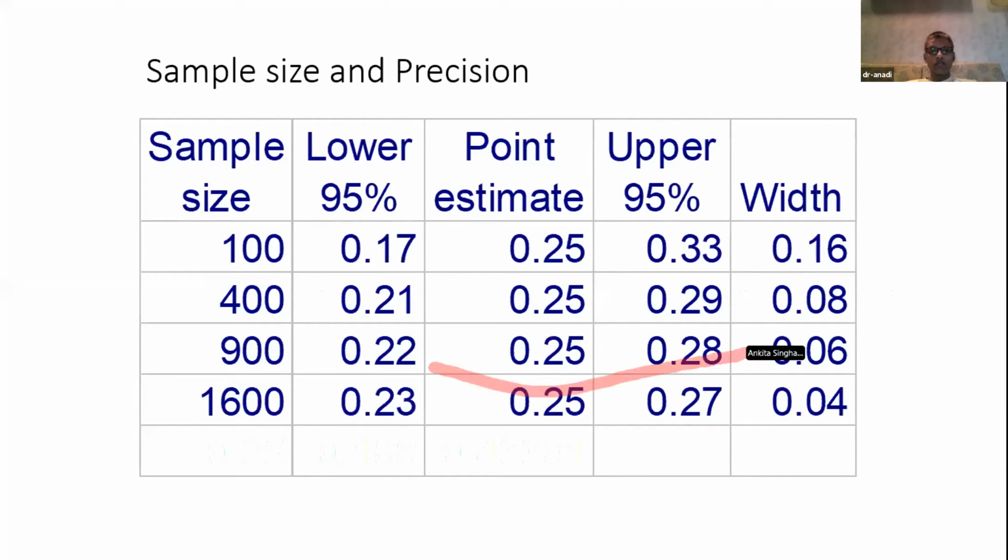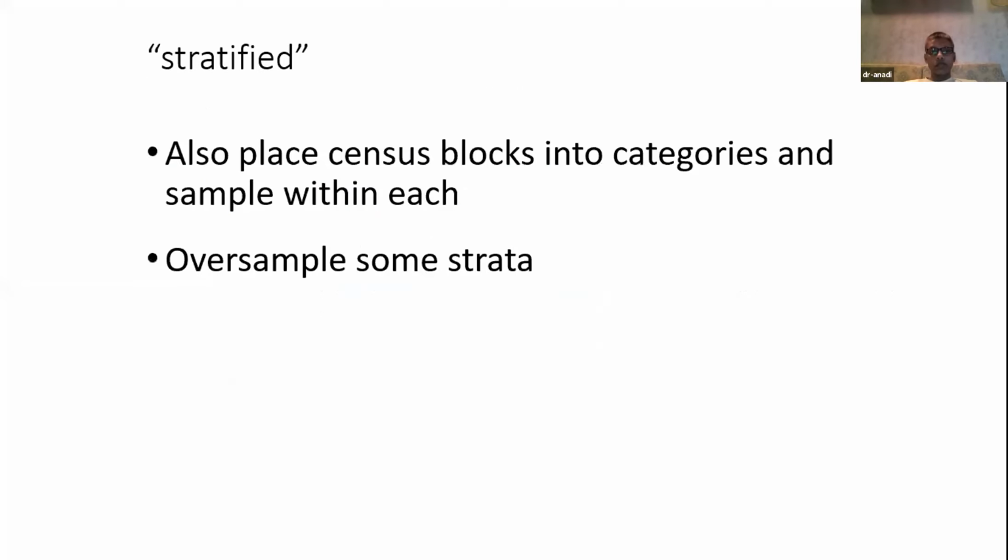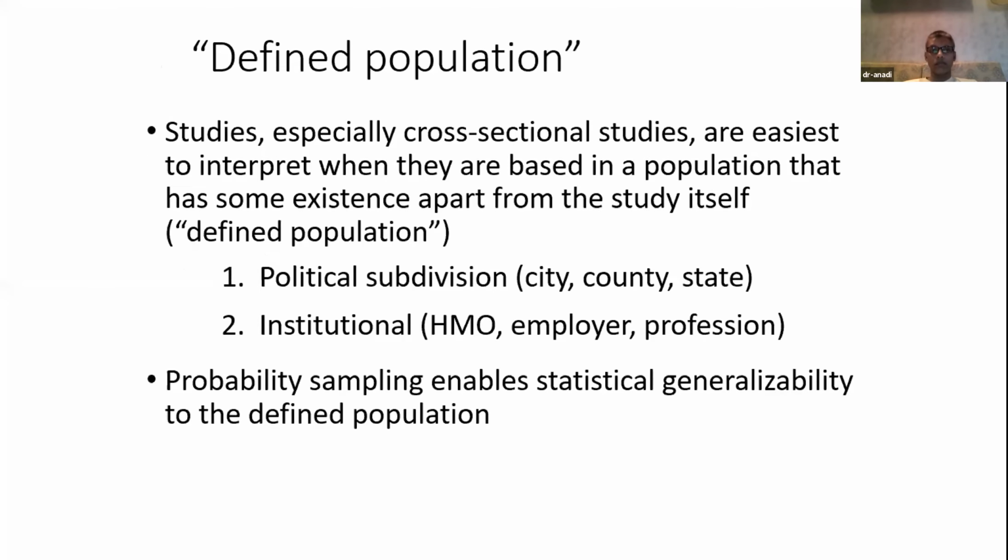For sampling size, it may be 100, 400, 900, or 1600, and we can consider a lower 95% limit or upper 95% limit. So it can be done later on. Stratified sampling also places census blocks into categories and samples within each block, and oversampling may be done from strata.